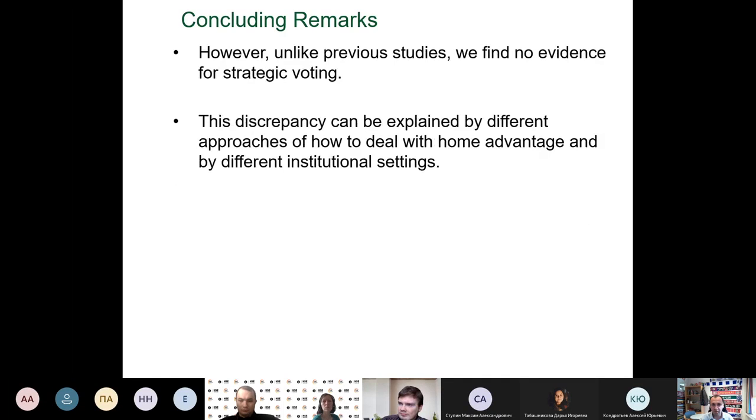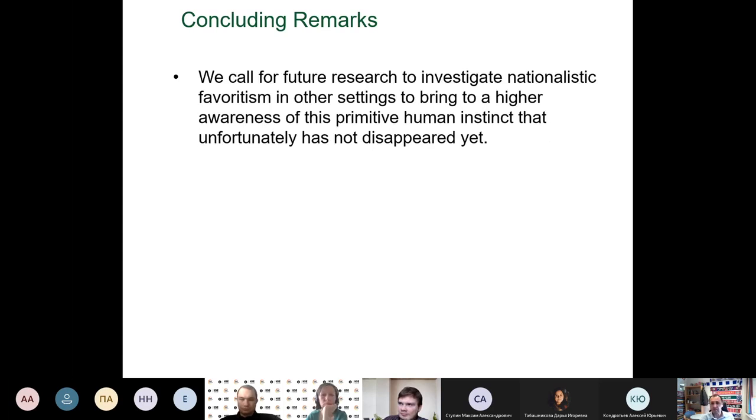But this is what it is. Now, another thing, unlike previous studies, we find no evidence for strategic voting, which is a good thing. So this discrepancy can be explained by different approaches of how to deal with home advantage in other studies and some differences in institutional settings.